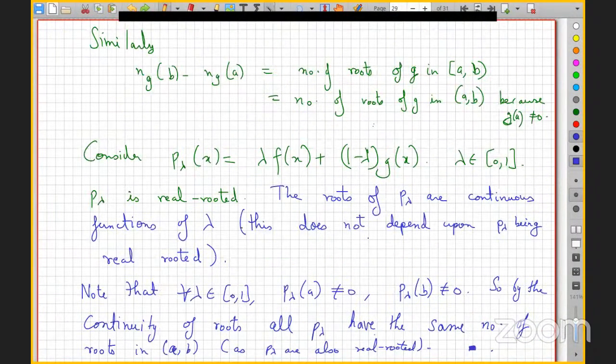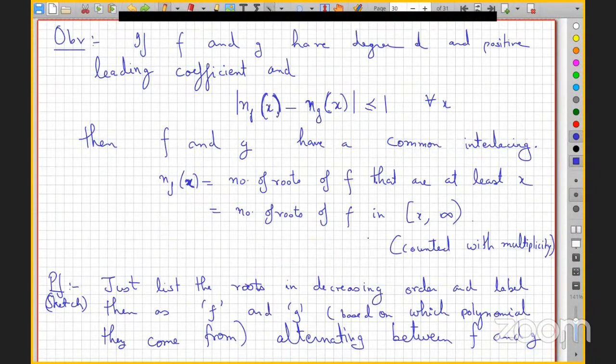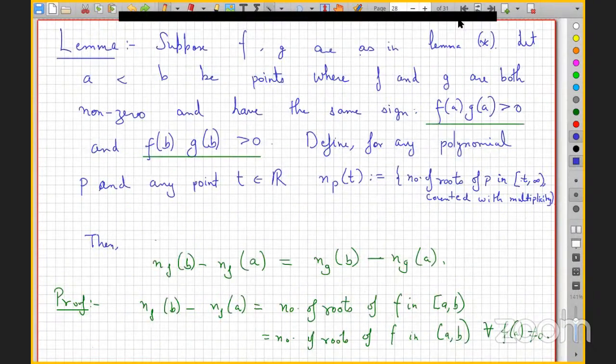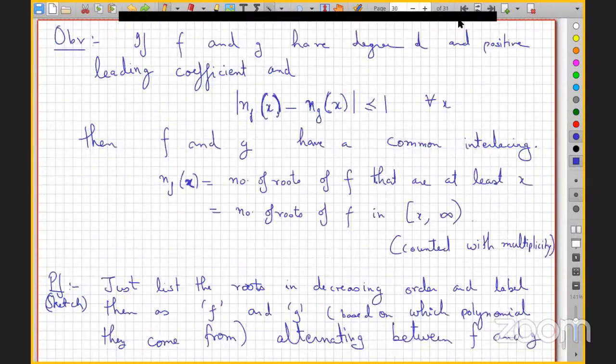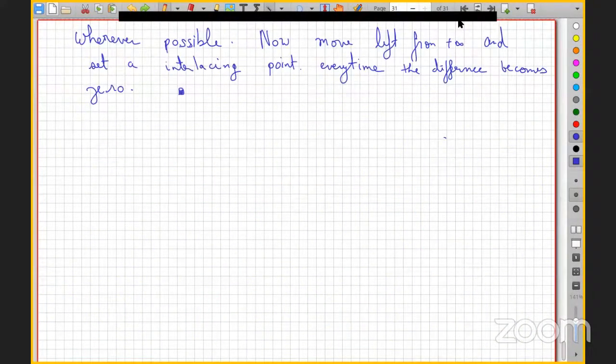Okay, so all we have to show now, using these, is the result we'll use. The second one we have to show is that if f and g are as in the lemma star, then at every point x, n_f(x) minus n_g(x) is at most 1 in absolute value. Okay, so now we have to prove that. So the final lemma.